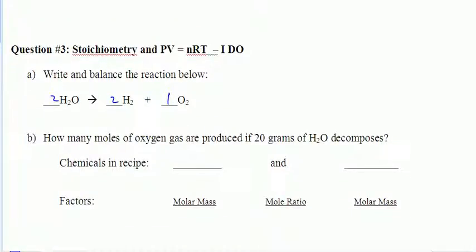How many moles of oxygen are produced? 20 grams of H2O decompose. H2O is decomposing because one thing's breaking up into two things. So that's really what's happening in this reaction.